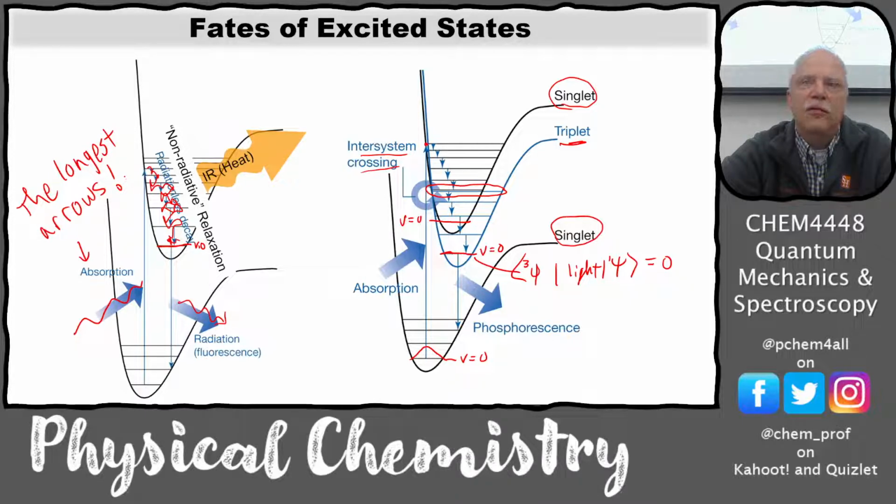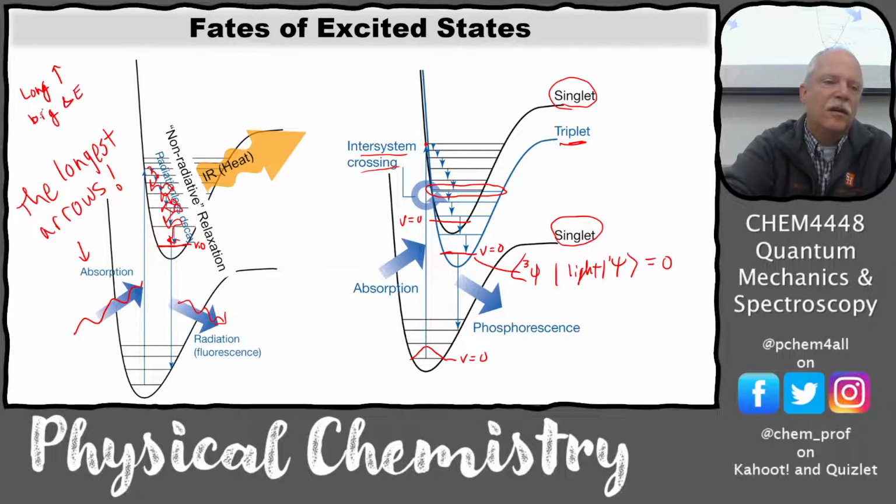What does that mean for the energy differences? Remember, a transition is a difference between energy levels. So if you have a long arrow, that means a big delta E. Make sense? Okay. Big delta E means, well, it's equal to h nu. So big frequency.